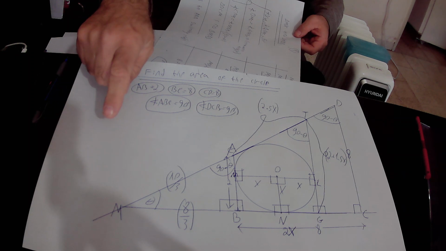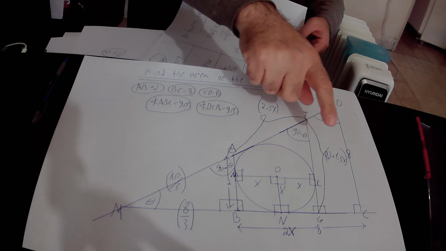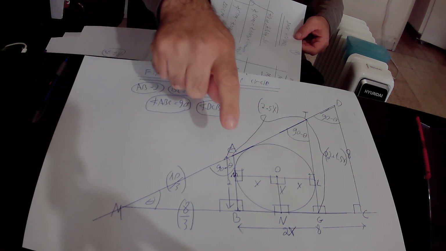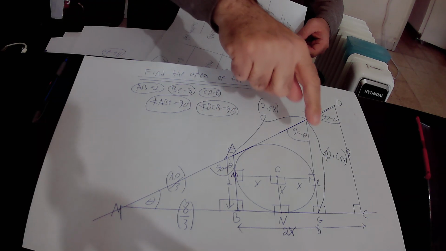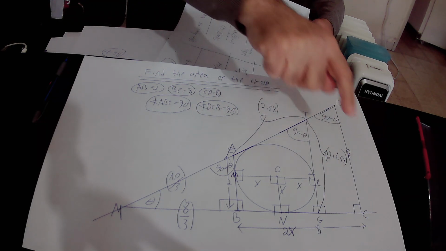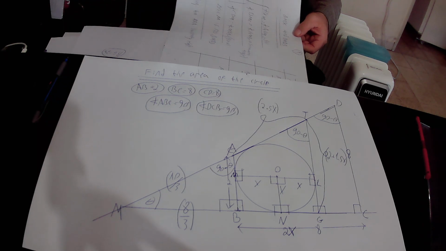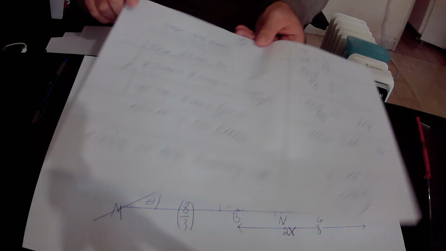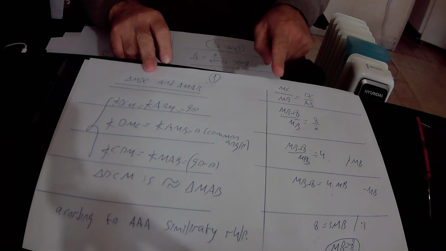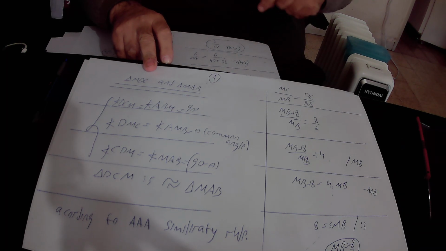MC in the big triangle over MB in the small triangle equals DC in the big triangle over AB in the small triangle. Repeat again: MC over MB equals DC over AB.